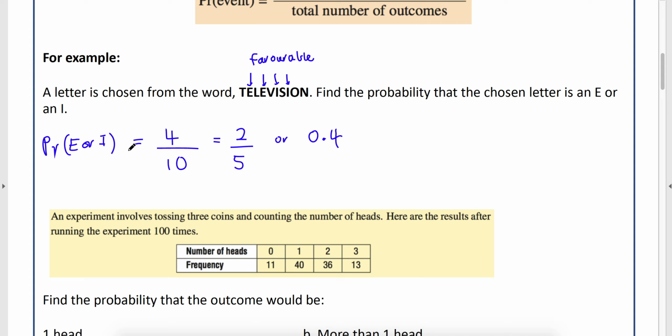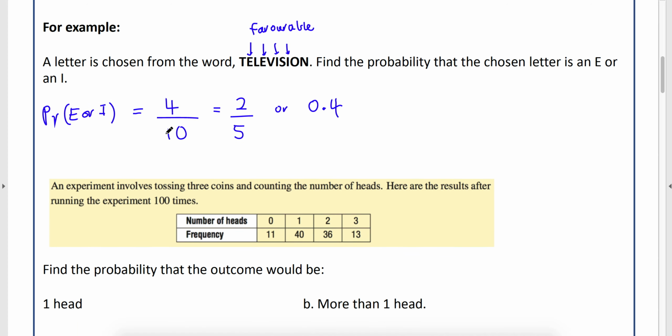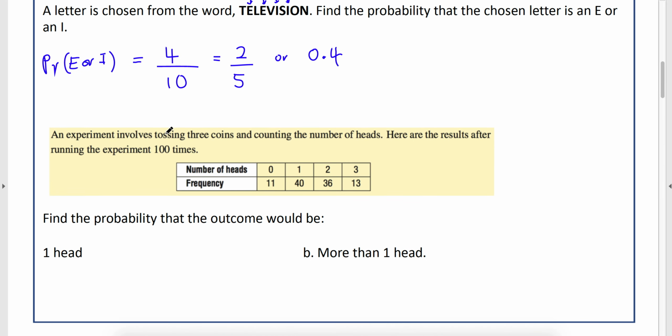So that's how we're going to approach questions like this. You're going to count your favourable outcomes and then you are going to put it over the total outcomes, keeping in mind always that we simplify fractions. Now, sometimes when we come across probability scenarios, the probabilities actually come from the experiment.